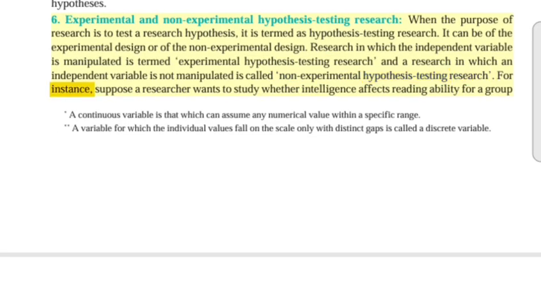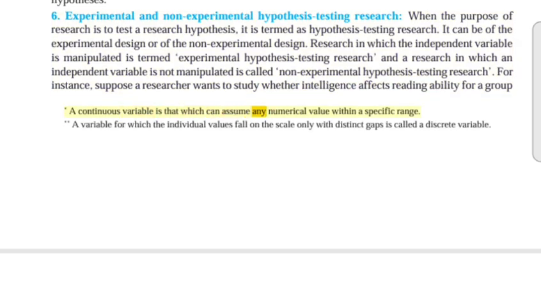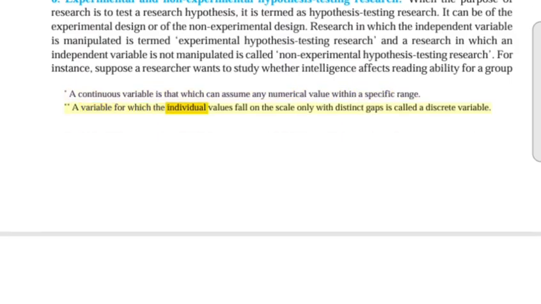For instance, suppose a researcher wants to study whether intelligence affects reading ability for a group of students. A continuous variable is that which can assume any numerical value within a specific range. A variable for which the individual values fall on the scale only with distinct gaps is called a discrete variable.